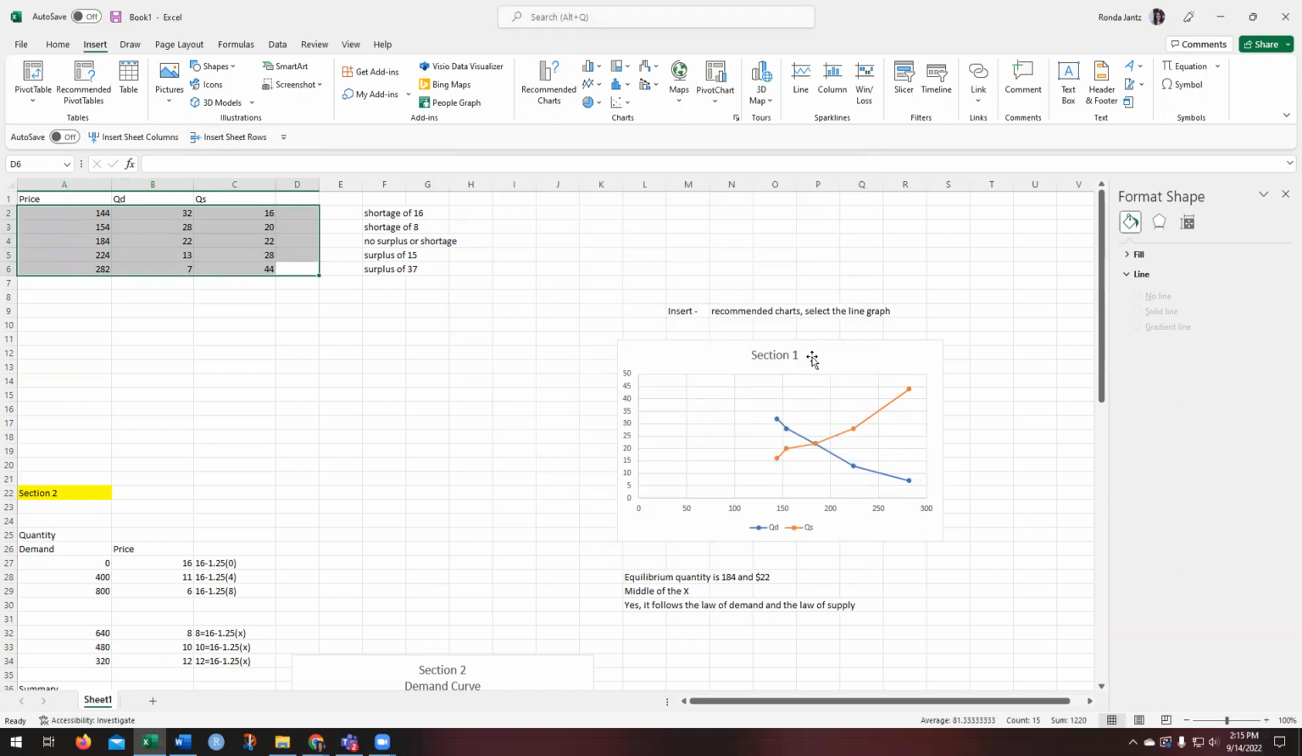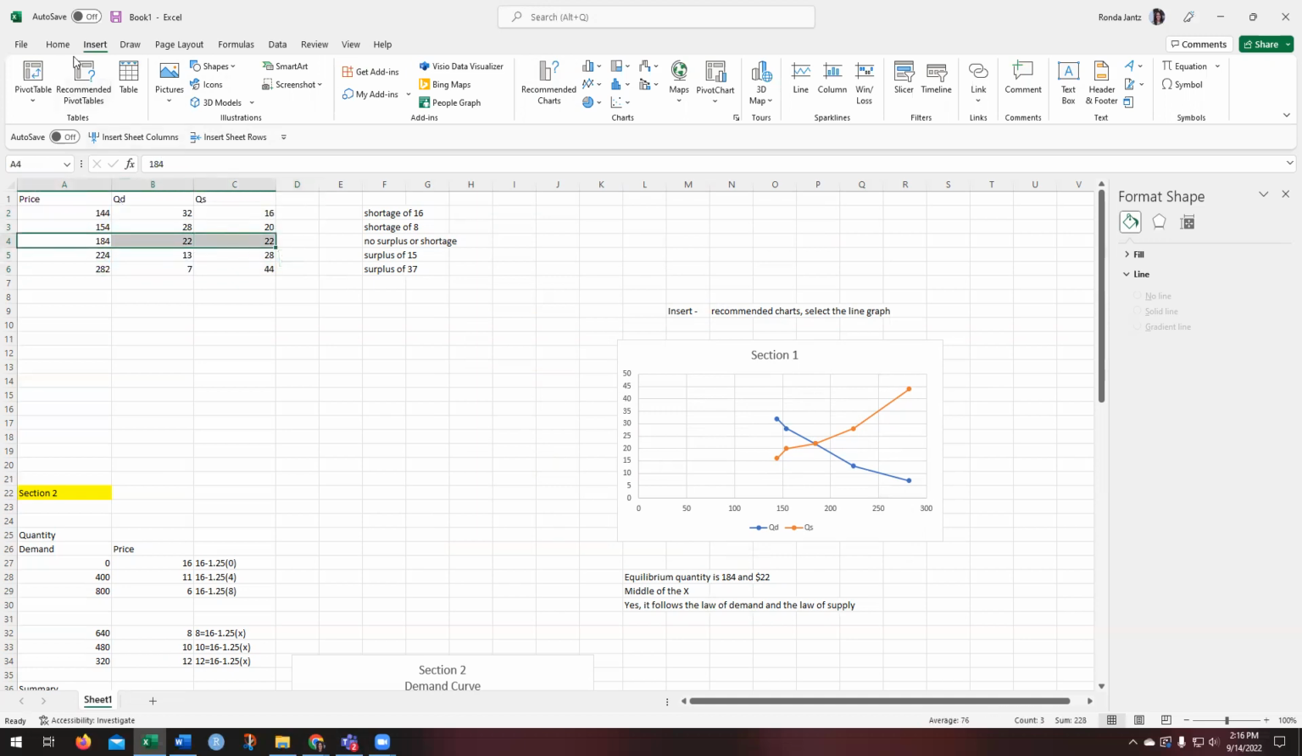I just titled it section 1 because that is section 1 of the assignment. You can be very descriptive. You could write PlayStation 4 supply and demand. It is really up to you. This is just a legend with the quantity demanded and supplied. You know you're on the right track if quantity demanded slopes down and quantity supplied slopes up. Once again, we already talked about this above.